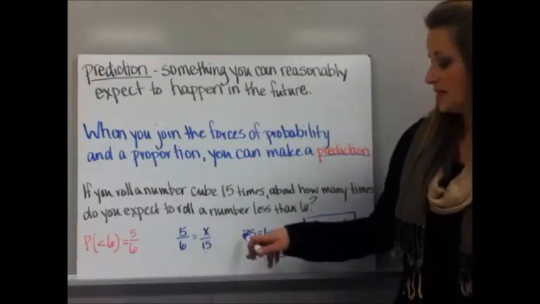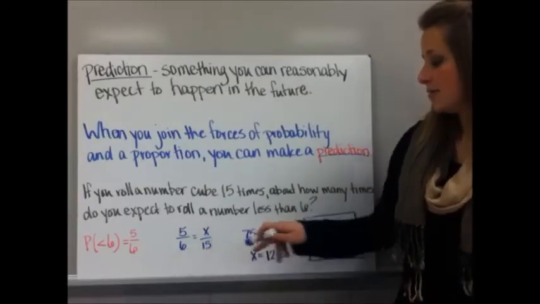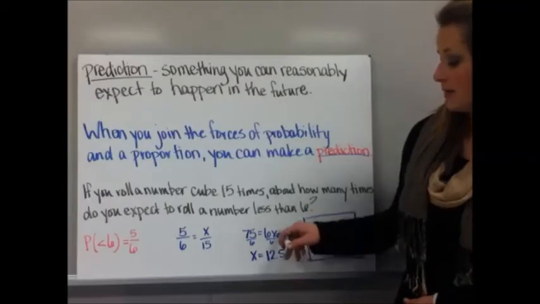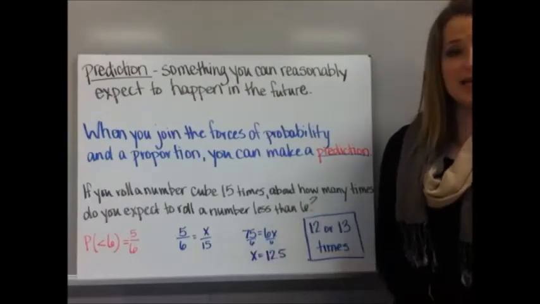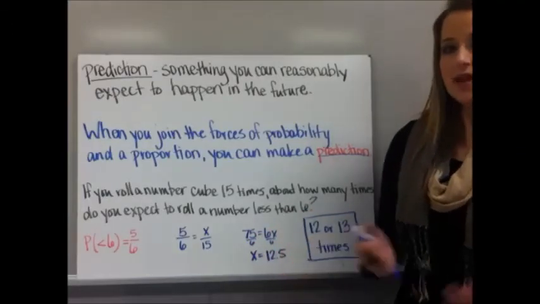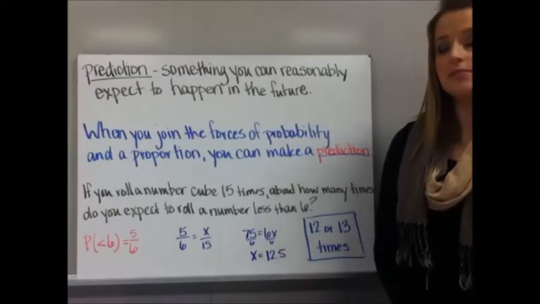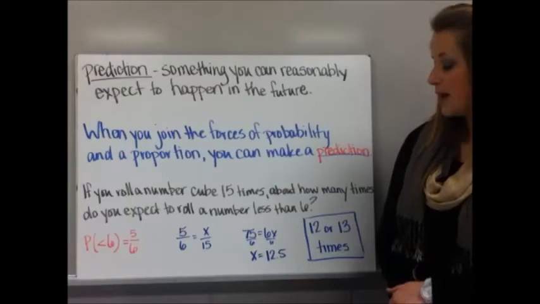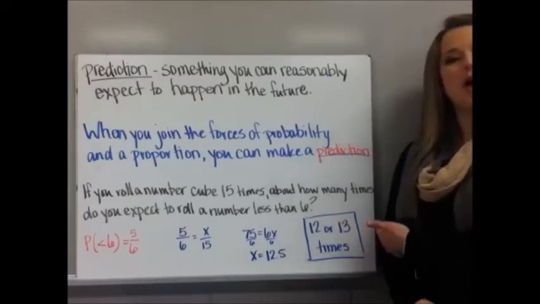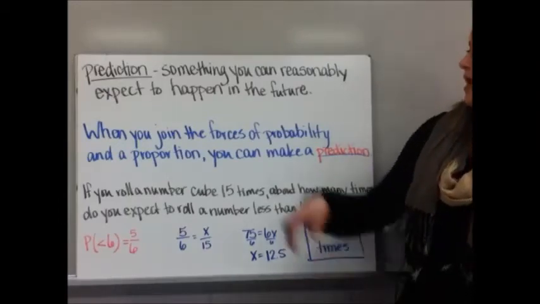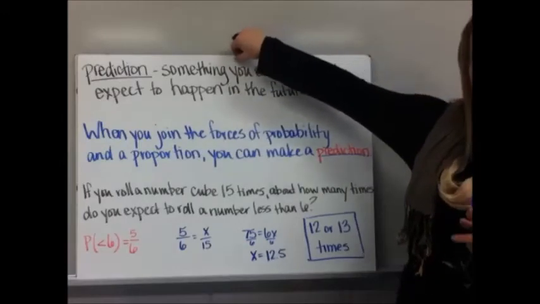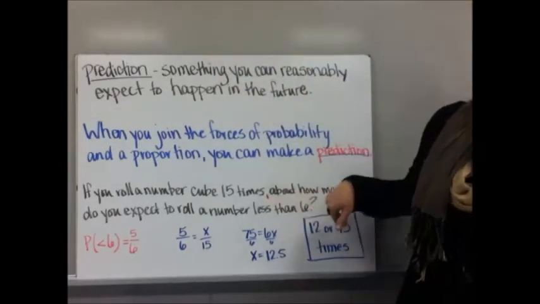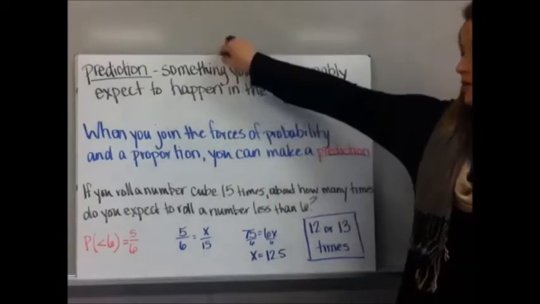5 times 15 is 75. 6 times x is 6x. And then I solve that proportion by dividing both sides by 6, and I get 12.5. I wouldn't say that I'm going to roll this 12 and a half times. So I can translate that to the prediction of I expect to roll a number less than 6 12 or 13 times. That is an okay answer to have two different things, 12 or 13, because they're wanting to know about how many. This is a prediction.